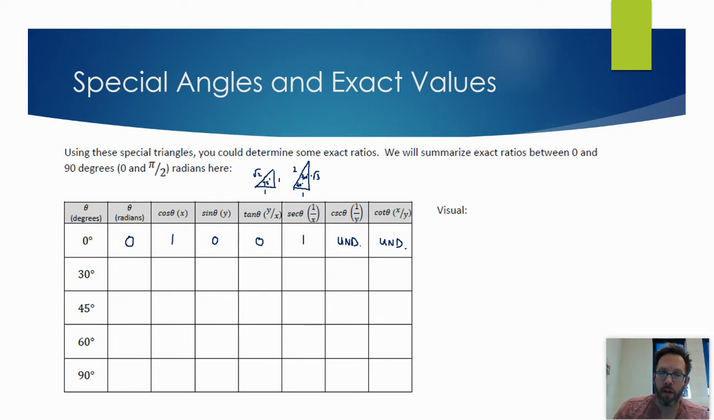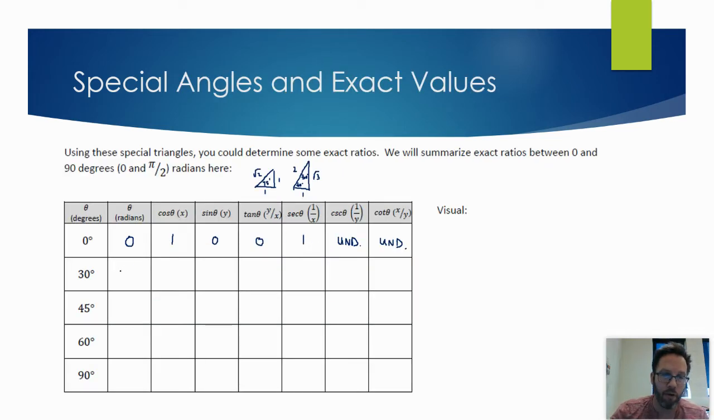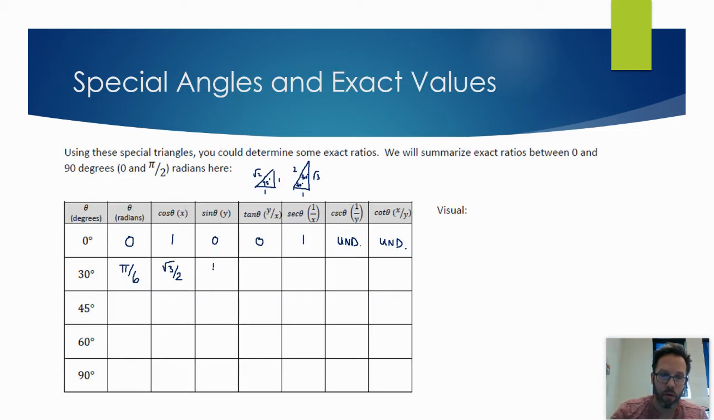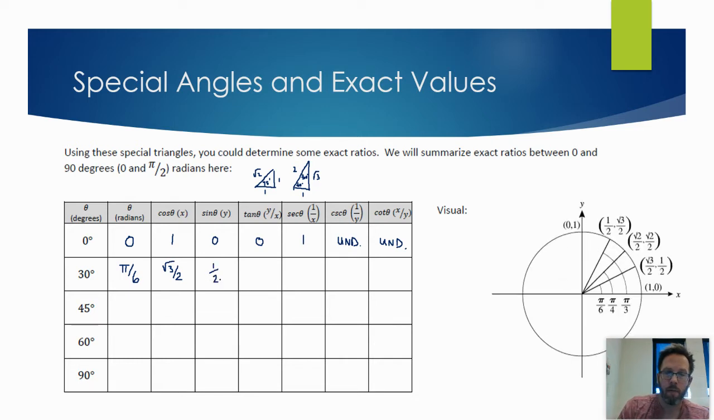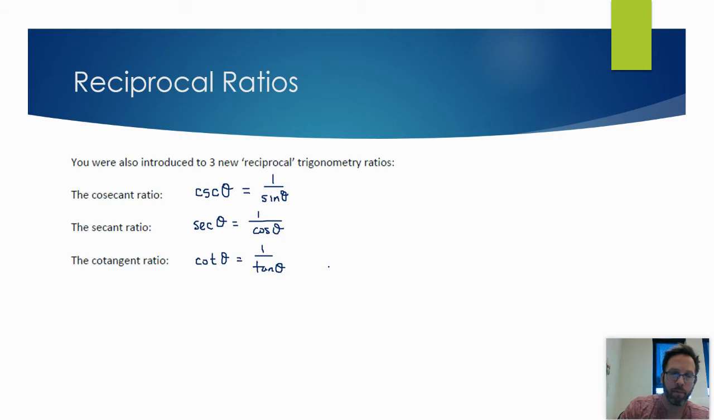For 30 degrees, look at your triangle. For a 30, 60, 90 triangle, the cosine of 30 is adjacent root 3 over the hypotenuse 2. So the cosine of 30 is exactly root 3 over 2. Of course, 30 degrees in radians is 1/6 of 180. It's pi over 6 radians. The sine of 30 is opposite 1 over hypotenuse 2. It's just 1 over 2. And the tan of 30, opposite over adjacent, is 1 over root 3.